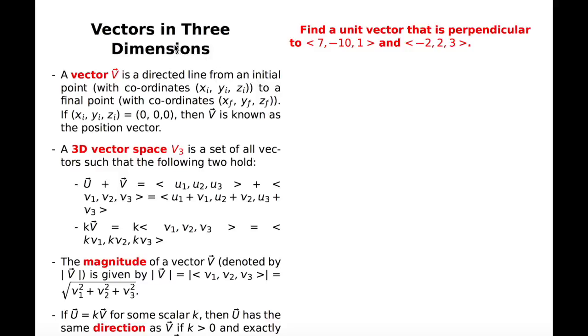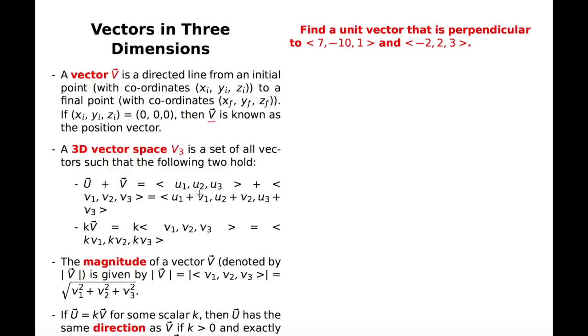Hello. So, continue our discussion of vectors from 2 dimensions to 3 dimensions. Our definition almost remains the same. The only difference is that instead of 2 coordinates, we now have 3 coordinates. So this is the initial vector xi, yi, zi, and initial final vector xf, yf, and zf. And if the first point is at origin 0, 0, 0, then it's a position vector here. Okay. 3D vector space, the same thing.